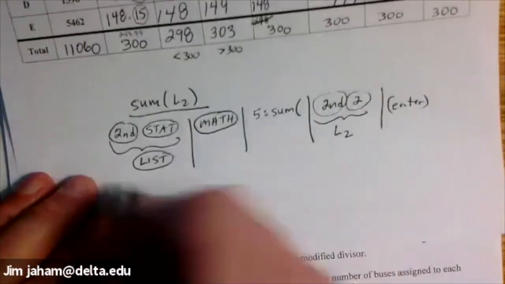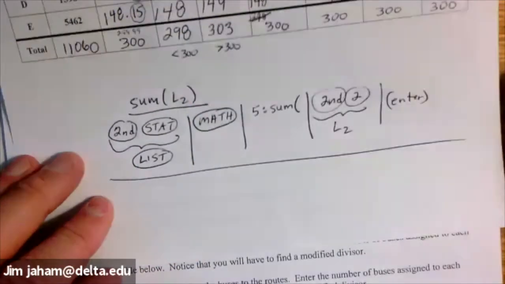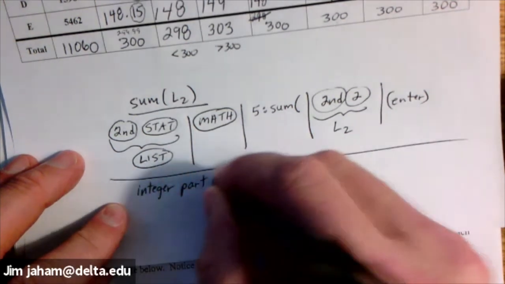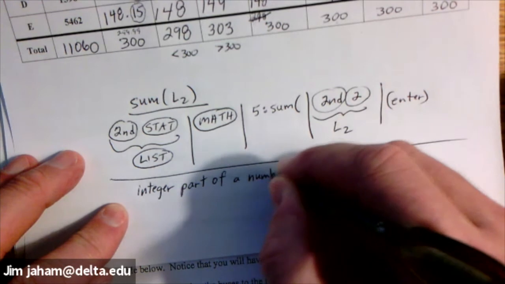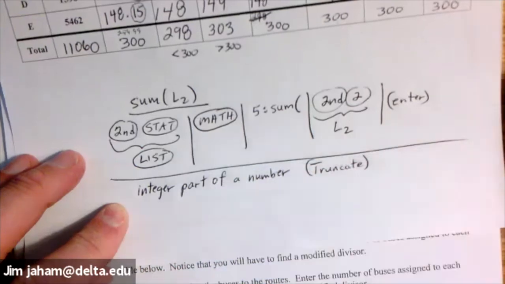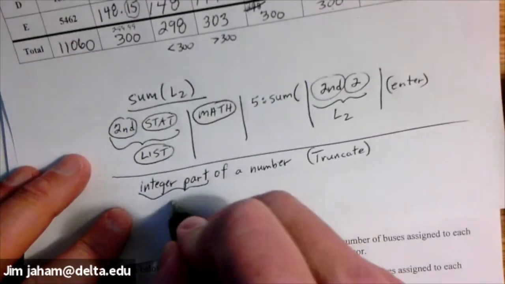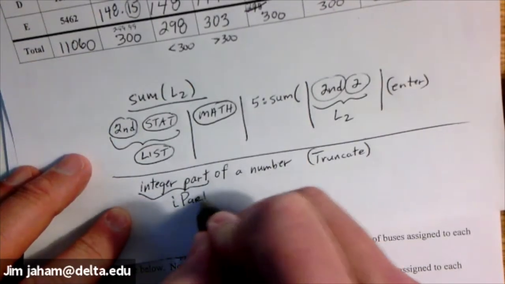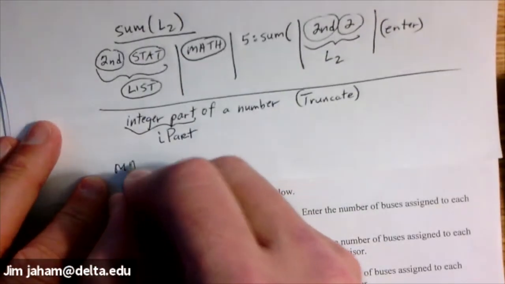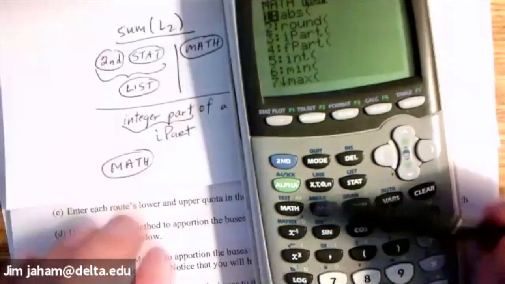All right. The other one, in the math menu, number 3, I part. Another way to say this is you want to just truncate. Truncate the decimal part. I part. Okay, so there's a key on your keyboard called the math key. A bunch of math functions in it.